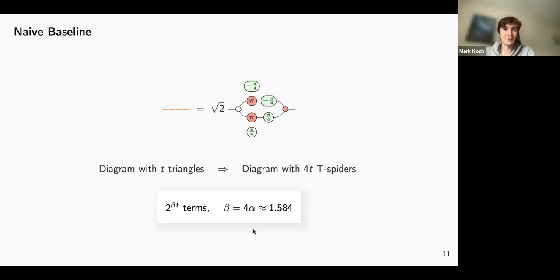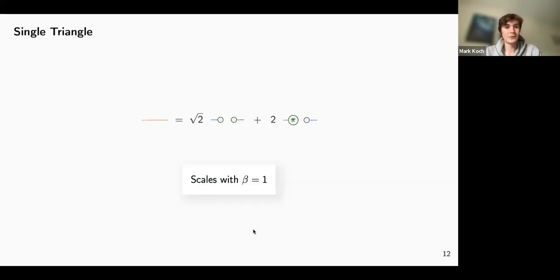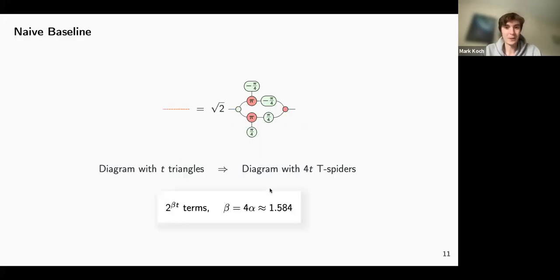But if you start thinking a bit about this, you notice fairly soon that this is not optimal, clearly not, because if we just look at a single triangle, we can already decompose it into just 2 Clifford terms. So this would give us a scaling coefficient of beta equals 1. So if we have T triangles, we get 2 to the T terms overall, which is already way better than the 1.5 something we had using this approach here.